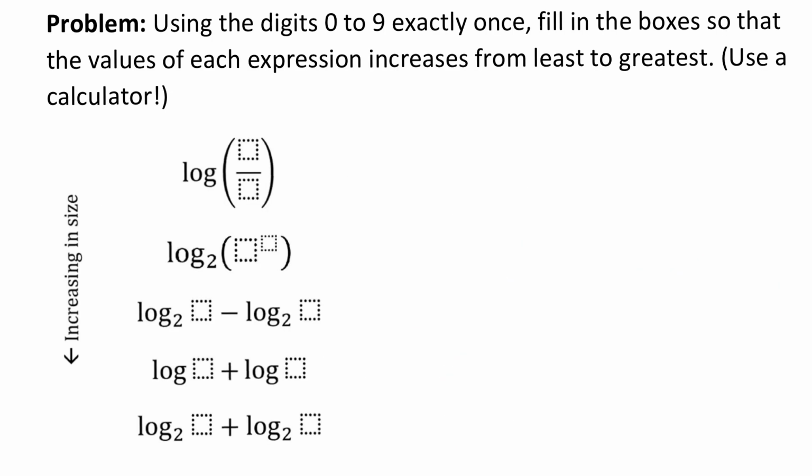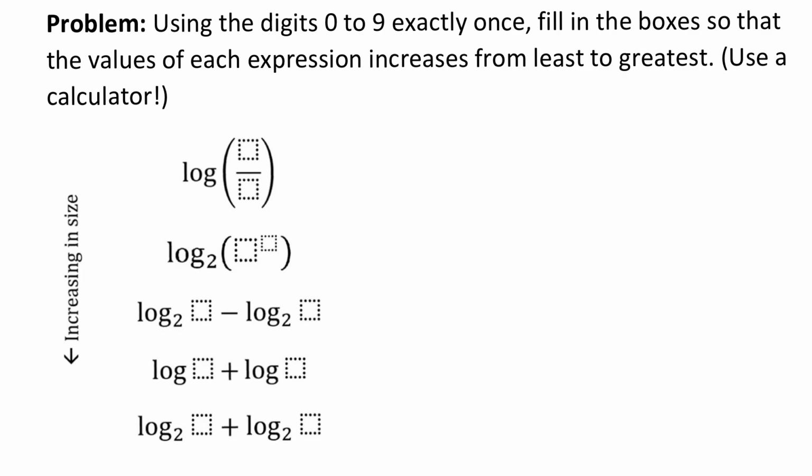Okay, so now that we're warmed up, we've got a little problem here. I want you to use the digits 0 through 9 exactly once. Fill in the boxes so the values of each expression increase from least to greatest. And I'll let you use a calculator just as you play around with the numbers. See what you come up with, right? Put in random numbers. The expressions at the top should evaluate to very small decimals. The numbers at the bottom should be very big. Some of them might be whole numbers, who knows? But just go ahead and put in some numbers and see what you come up with.